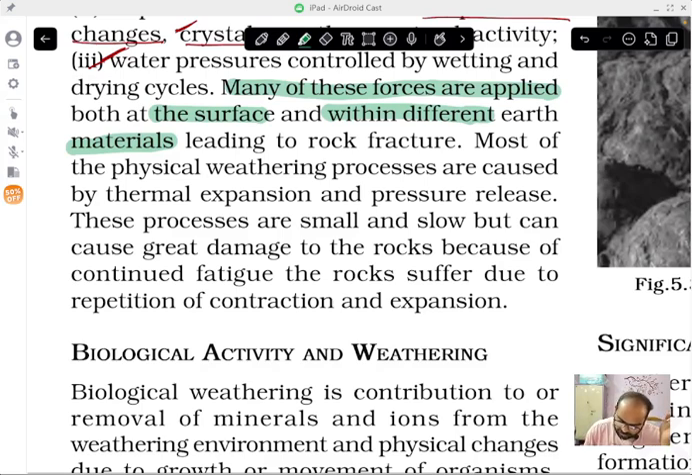Most of the physical weathering processes are caused by thermal expansion and pressure release. Thermal, we said, is due to continuous insolation or incoming sun rays, the rock materials expand, and due to low temperature, they contract. This is one thing. And pressure release, that is gravitational, the upper layer rock erodes and releases the pressure, which develops the cracks. So these two are the main reasons for most of the physical weathering to happen.